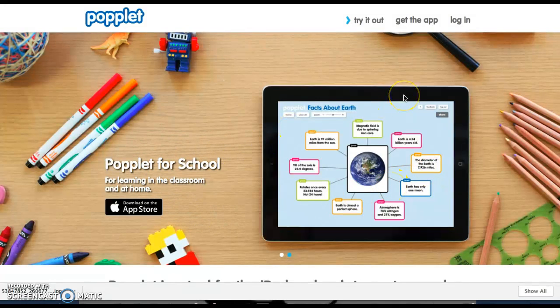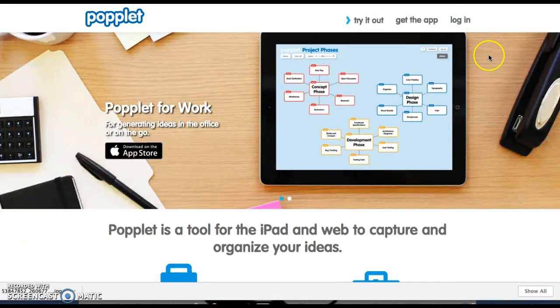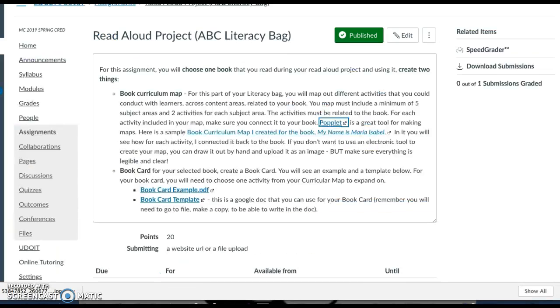I'm not signed in right now to Popplet, but you do need to log in. It's free. You just create an account and then share it with me. So do make sure that you have the share settings, that it's not set to private, and then you just insert the link back into Canvas, and I will be able to get that.